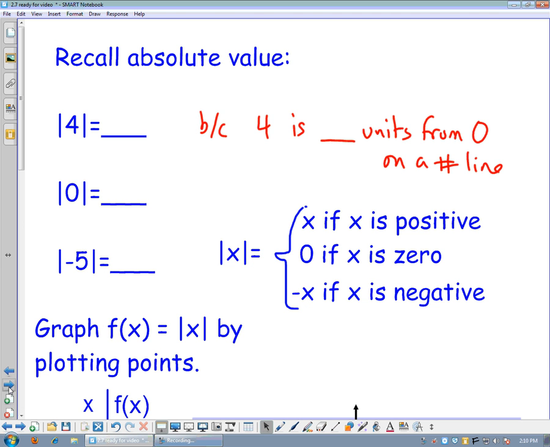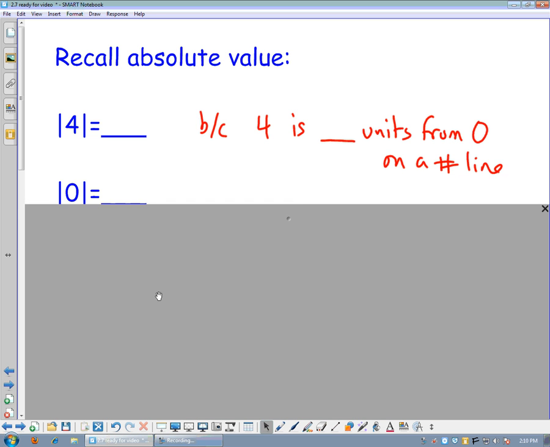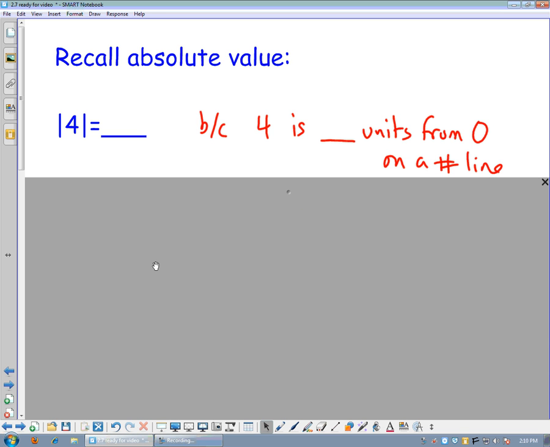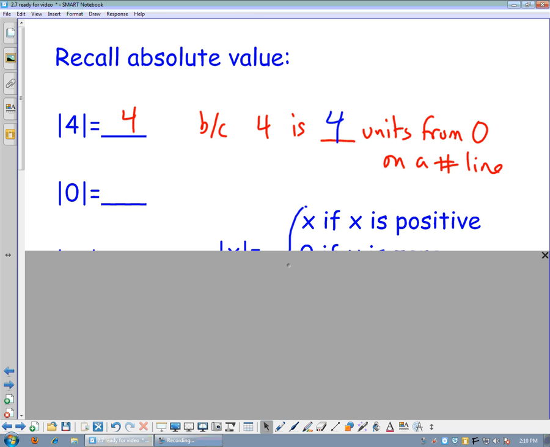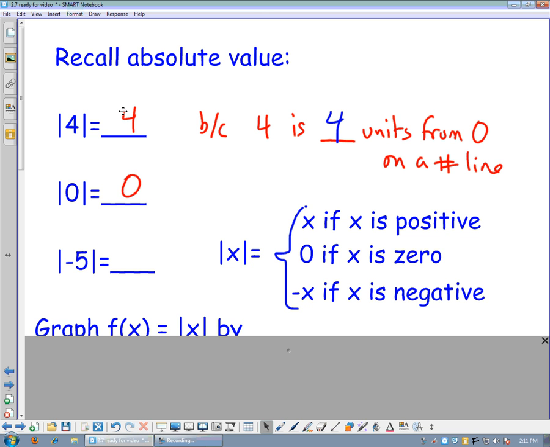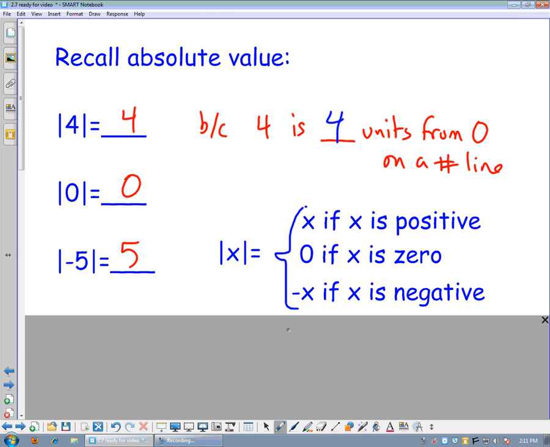All right, so let's look at some examples of absolute value. If you are familiar with absolute value, then you know that the absolute value of 4 is 4. Why? Because 4 is 4 units from 0 on a number line. So absolute value means distance from 0 on a number line. What about the absolute value of 0? How far is 0 from 0 on a number line? It's 0 units. And what about the absolute value of -5? That's going to be +5, because -5 is 5 units from 0 on a number line.